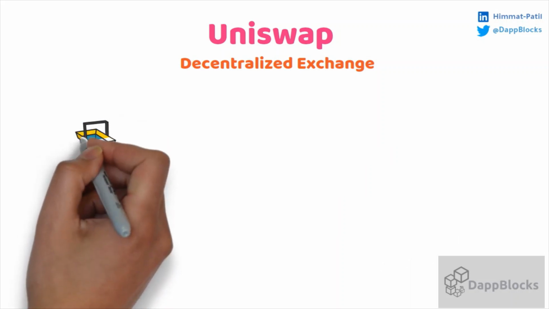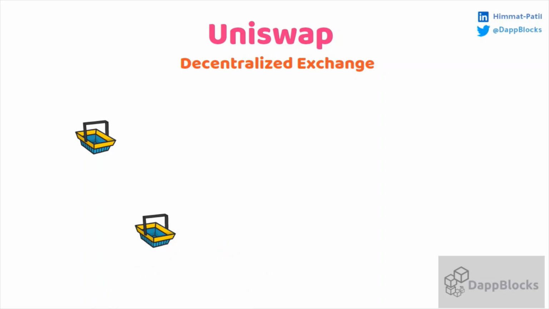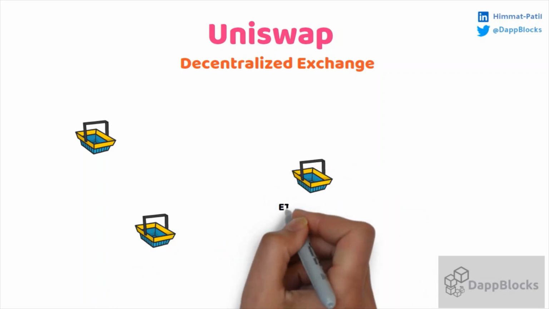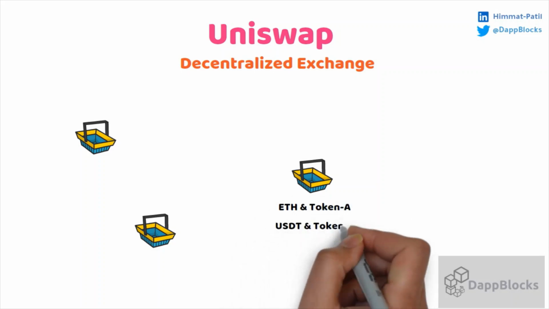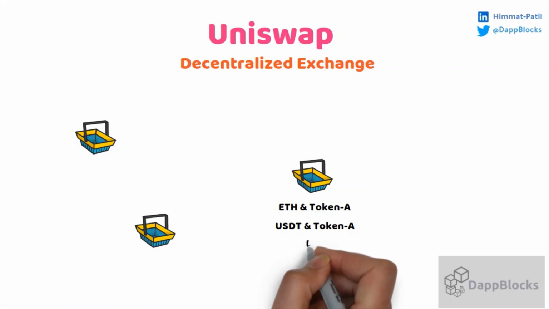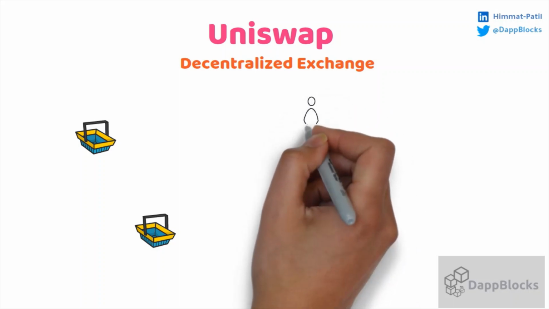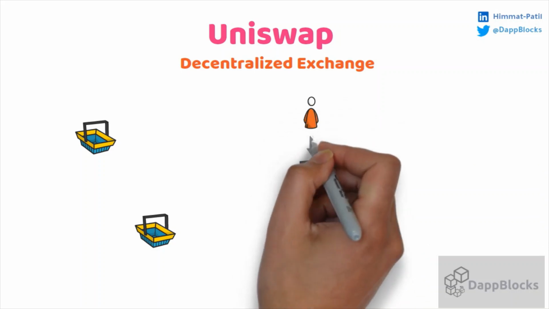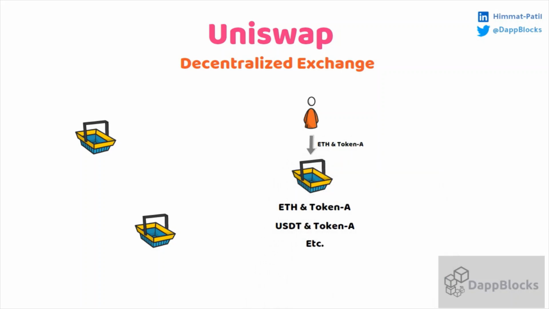Let's quickly understand how Uniswap works with an example. There are multiple liquidity pools in Uniswap. In a liquidity pool, there are two tokens, for example ETH and token A, or USDT and token A, or any pair combination. Here, the liquidity owner adds initial liquidity in a certain ratio in the pool. That means the owner will add ETH and token A into the pool.